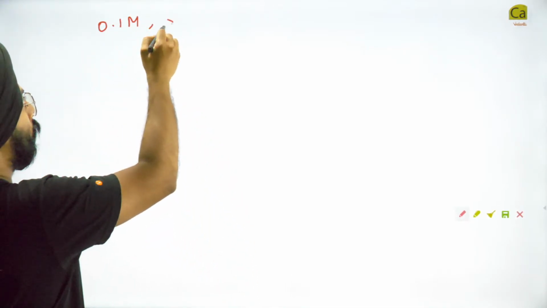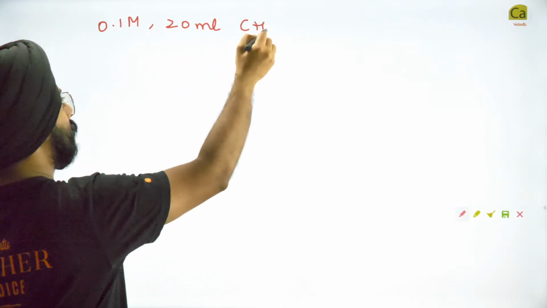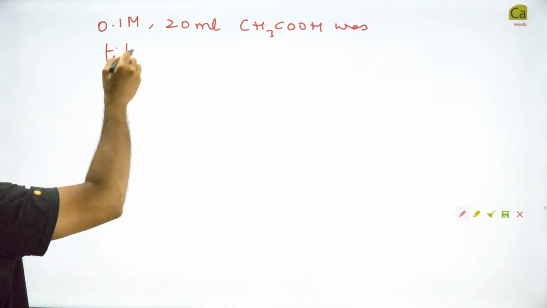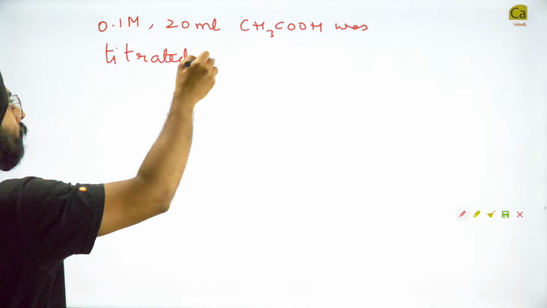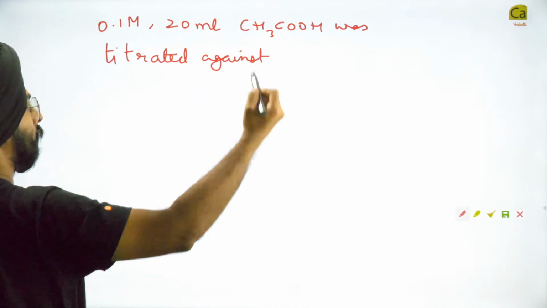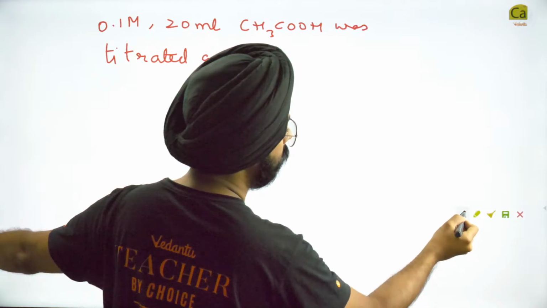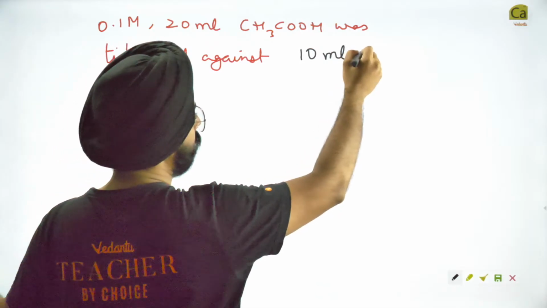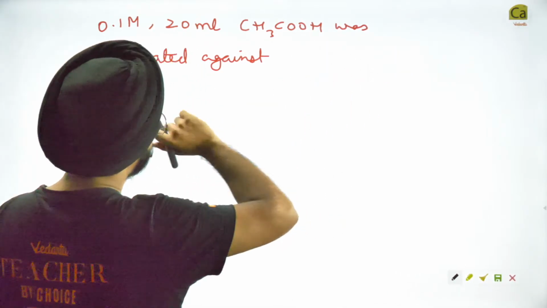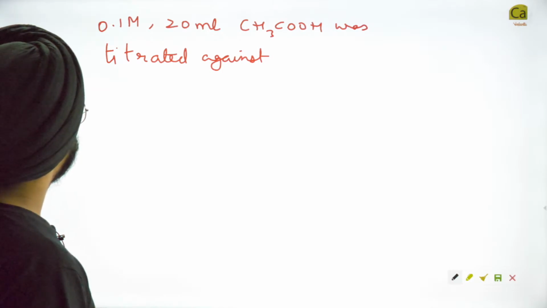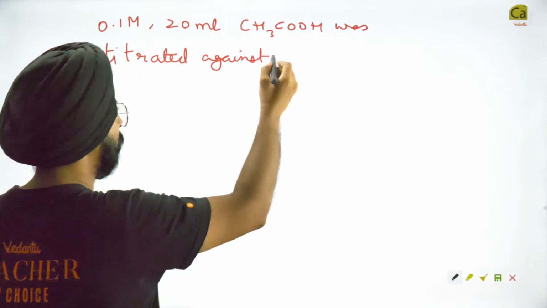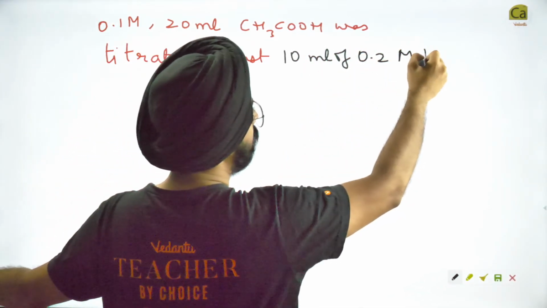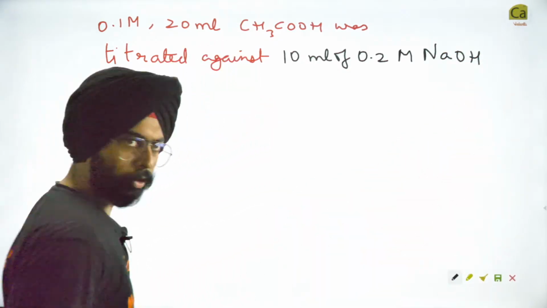0.1 molar 20 milliliter CH3COOH was titrated against 10 milliliter of 0.2 molar NaOH. Okay? So what is being done over here?